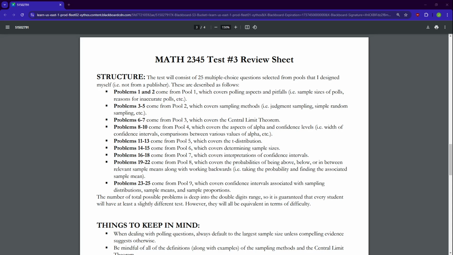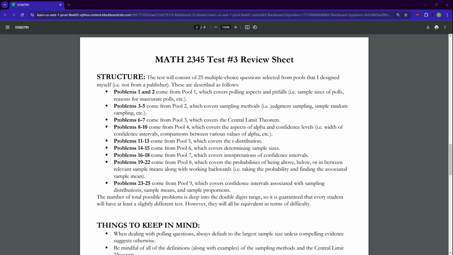For 16 through 18, no partial credit. These are the only 3 questions in the back half of the test where there's no partial credit at all, because these are interpretations of confidence intervals. If an interval is misinterpreted, that could have very serious ramifications in the real world. They'll all be wrong in their own different ways, so there's no partial credit for 16 through 18.